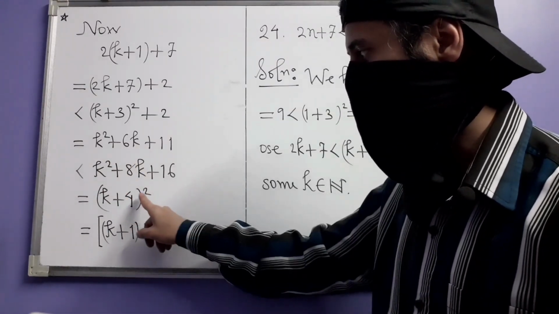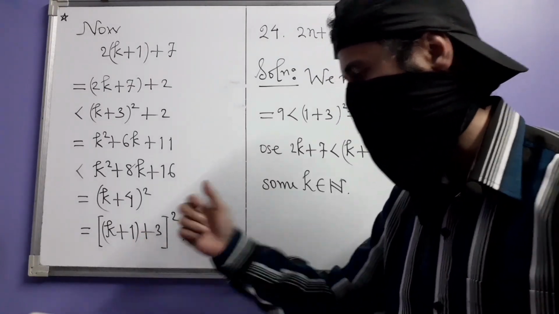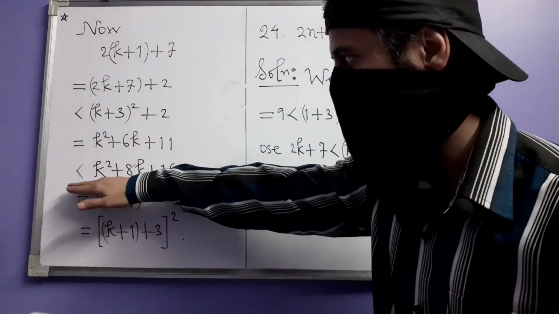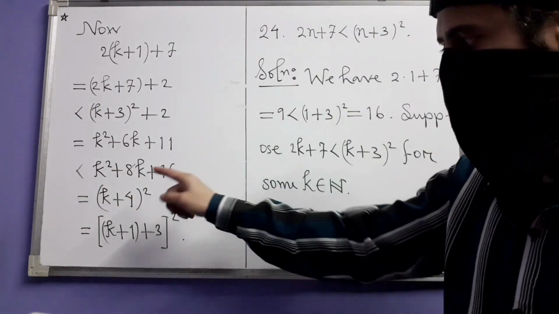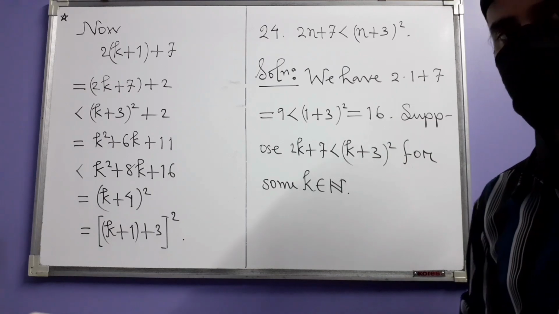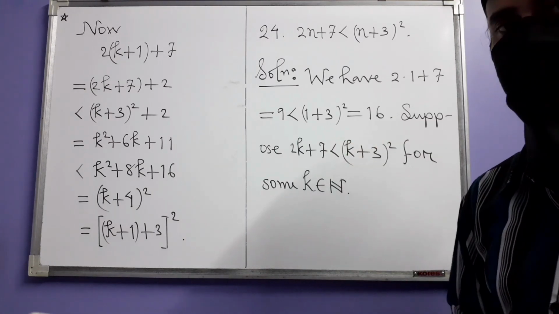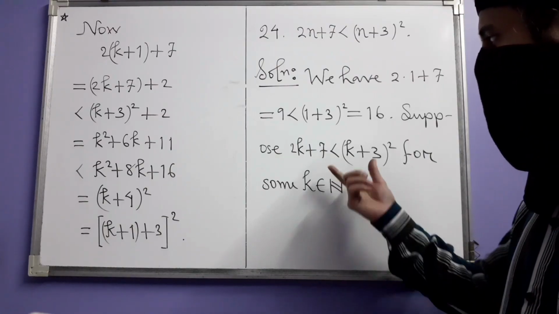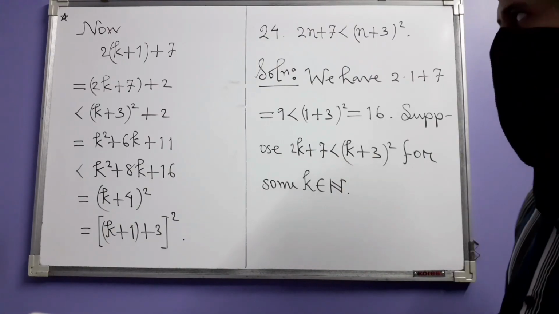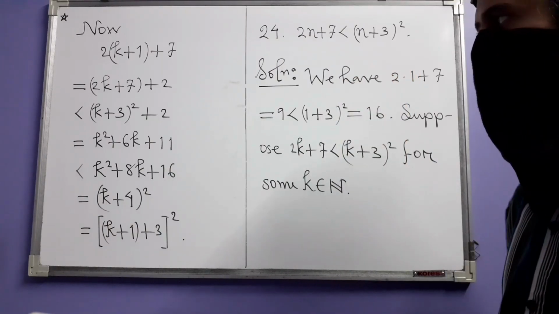This, however, is the square of k plus 4. And k plus 4 is k plus 1 plus 3. So that way, this is less than the square of k plus 1 plus 3. That means our inequality is true for k plus 1 based on this induction hypothesis, which is the inequality for k. So by the principle of mathematical induction, this inequality is true for all positive integers n.